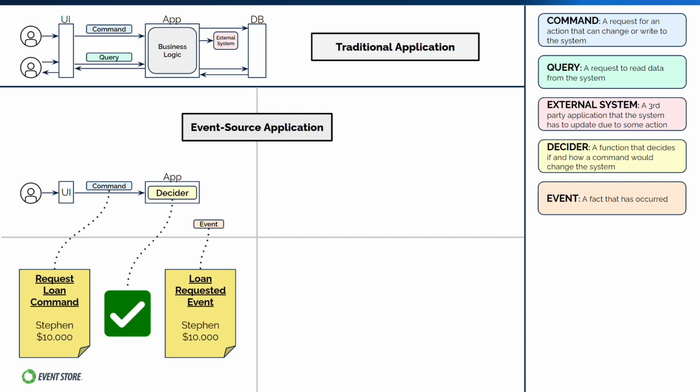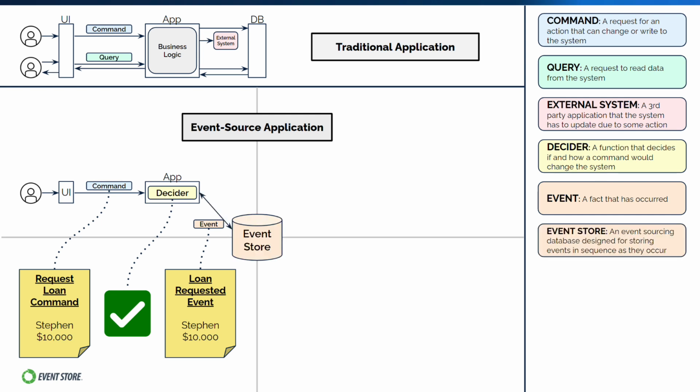After creating the event, the application layer saves the event to a database that we call the event store. An event store is an event sourcing database designed for storing events in sequence as they occur. The events in the event store represent all the business actions, decisions, and changes made in the system. It is often considered the source of truth for the system.